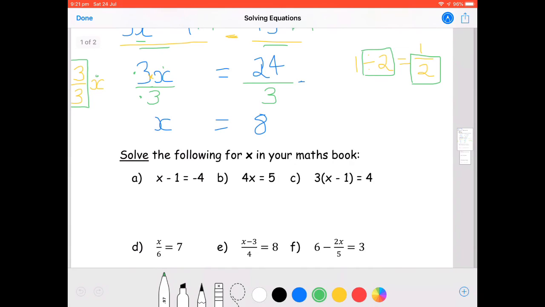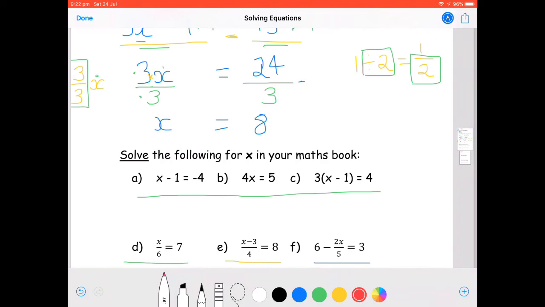What I want you to do now is have a go at A, B, C, and D. And then if you'd like a little bit of a challenge, which I reckon you're up for, go for this one. And then this one here is a bigger challenge question. So definitely everyone do A, B, C, and D. And then if you feel up for it, have a go at E. And then if you feel up for it as well, go for F.